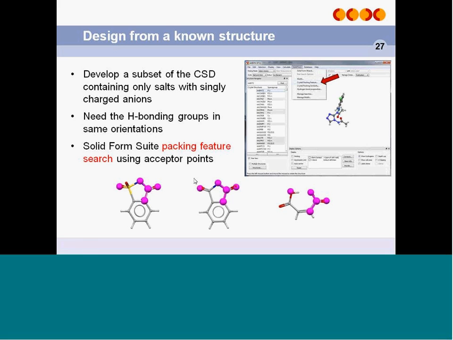So what the search finds is a whole range of different counterions that we could use that have geometric relationship of acceptors in the same way. And here are just some examples. I can particularly draw your attention to the maleate counterion on the right-hand side. And it turns out this is the compound that Martin's used in his study.